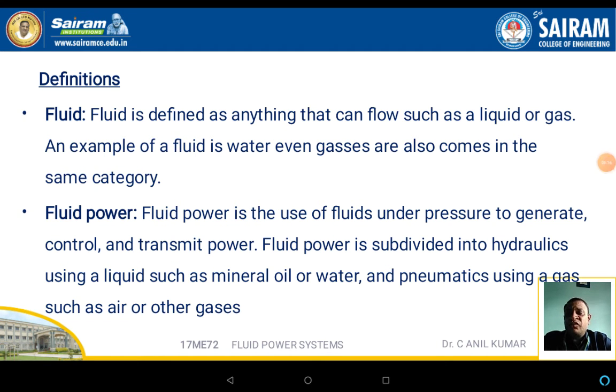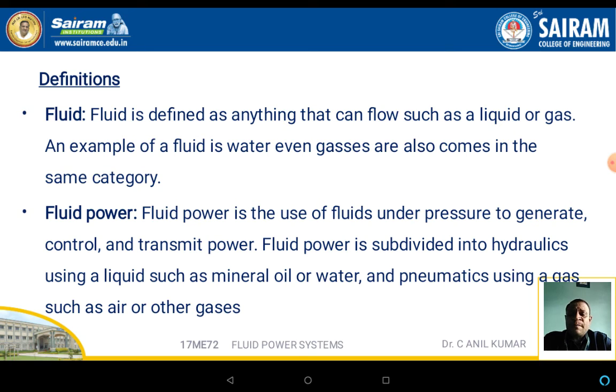Before going in depth with respect to the fluid power system, we should know something about what is fluid as well as what is fluid power. As you know, fluid is defined as any material which flows, either in the form of a liquid or a gas. Examples are water or air, which can be used as a fluid medium.